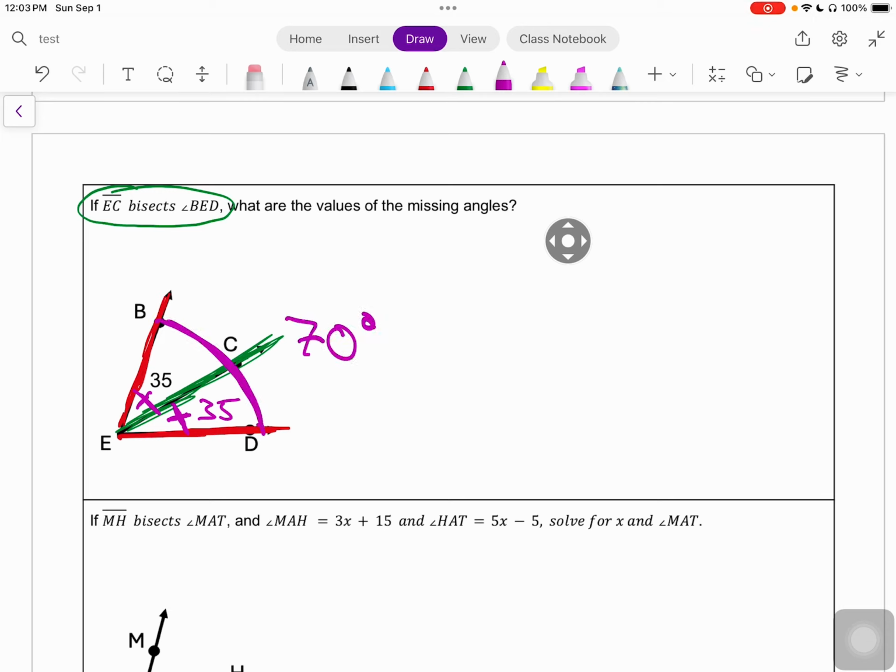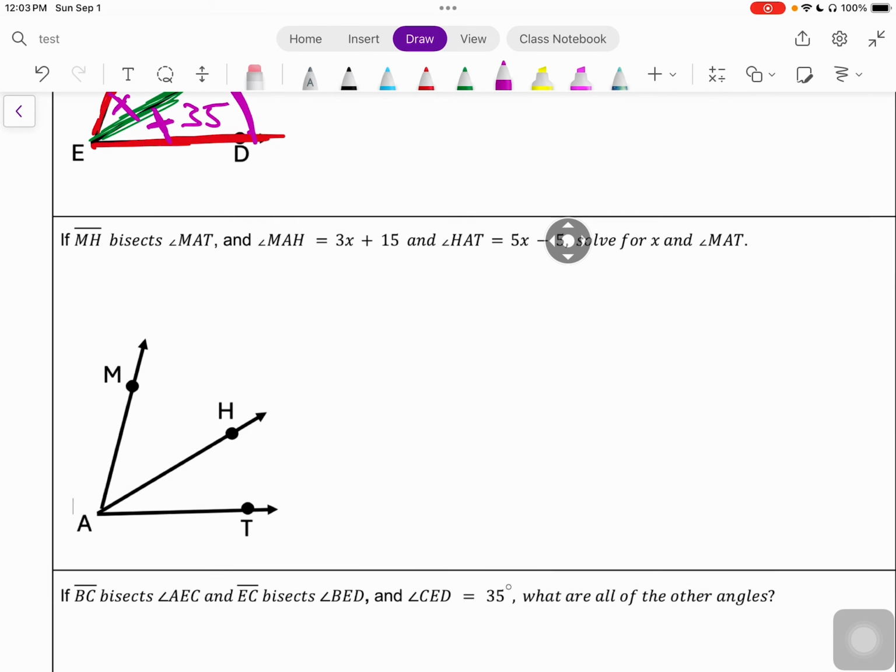Right. Example 2. Again, start with reading and seeing where our bisectors are and what information they give us. So if MH bisects angle MAT, again, before I even read the rest of the question, what I know is MAT is being cut in half or into two equal parts.